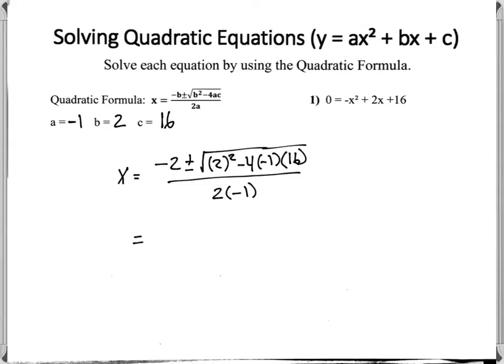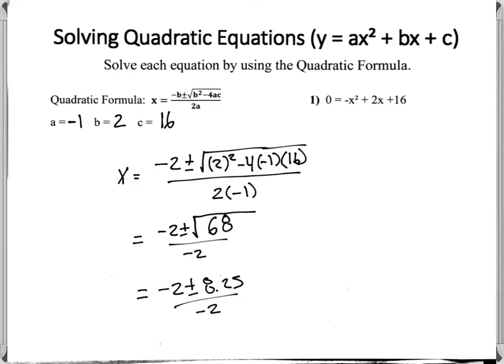So now we start to simplify. On the top we have negative 2 plus or minus the square root of, when we take 2 squared minus 4 times negative 1 times 16, when we multiply and add all that together, we get 68 over negative 2 in this case. So it's negative 2 plus or minus the square root of 68 over negative 2. Well, this simplifies down into negative 2 plus or minus right around 8.25 over negative 2.